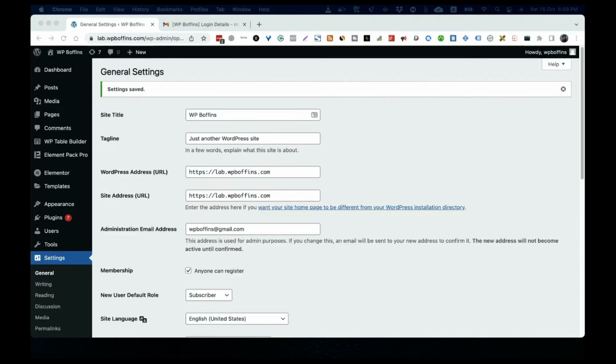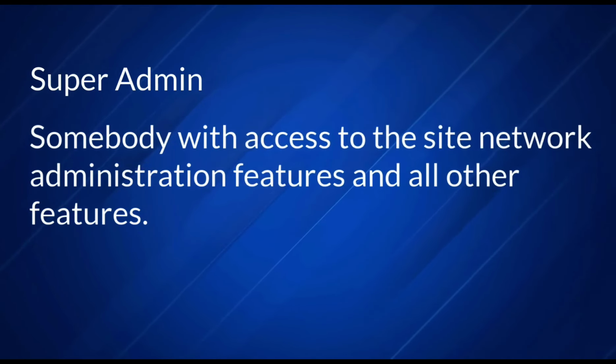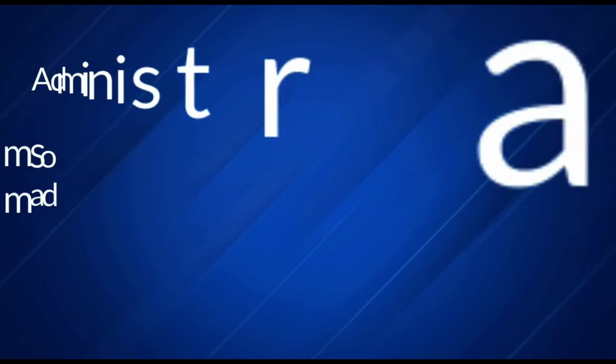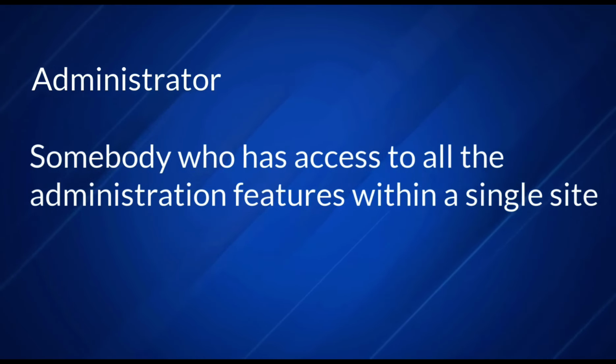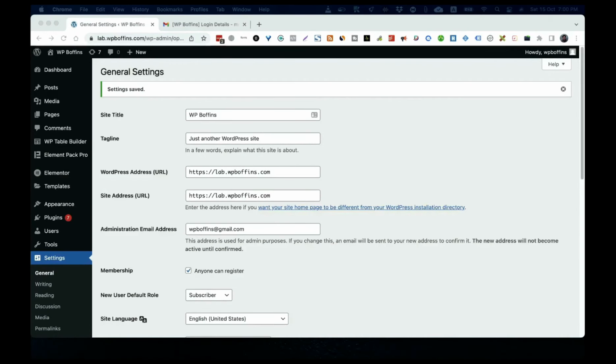So let me explain the roles to you. Super admin, somebody with access to the site network administration features and all the features. And administrator, somebody who has access to all the administration features within a single site. So these are the same, but the super admin can manage all the sub sites on a multi-site installation, but the administrator can only access the single site that they are assigned to. At this moment, this setup is a single site, so I am the administrator. But if it was multi-site, then I could be the super admin, and the account that I created, Misspress, could be the admin.